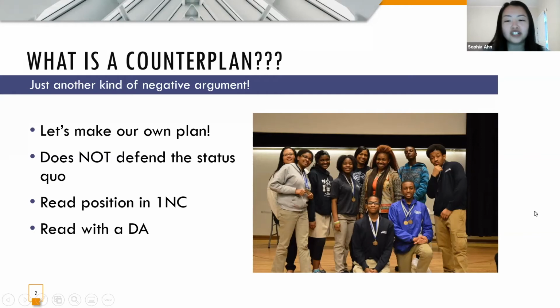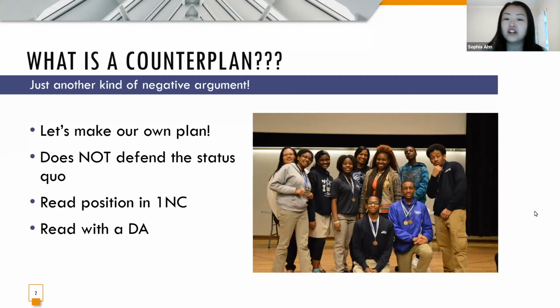So, a counterplan is just another kind of negative argument. And even though it has the word plan in it, we're still on the negative side. But instead, we're actually going to make our own plan. What's different is typically when you're negative, you're going to be advocating and defending for the status quo. But when you read a counterplan, you're actually going to want to change something in the status quo, similar to how the affirmative is.